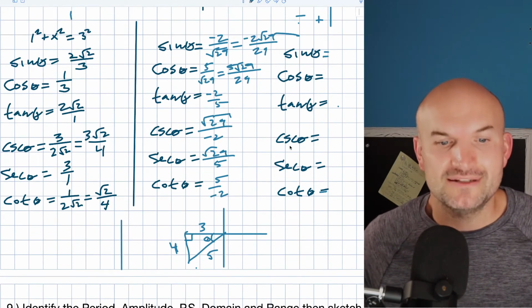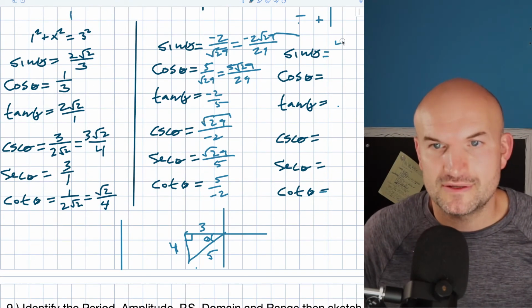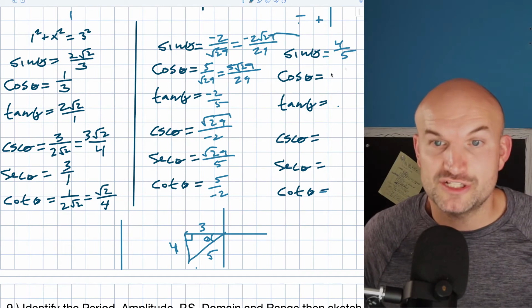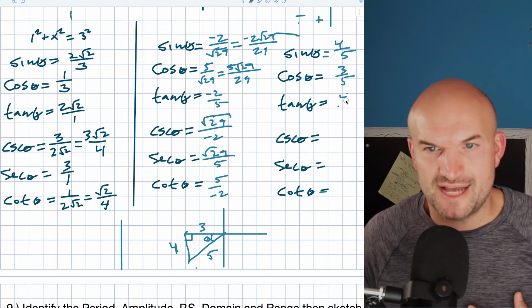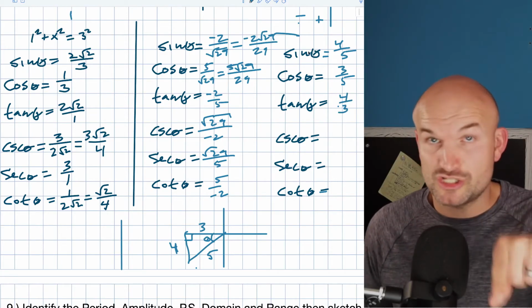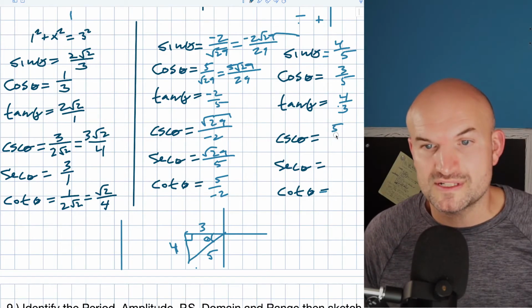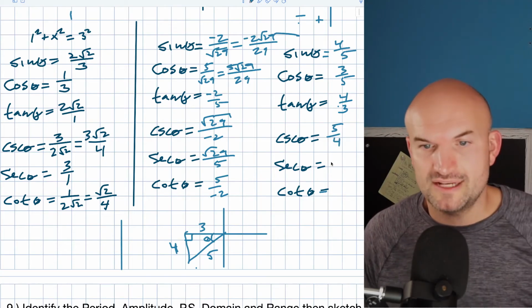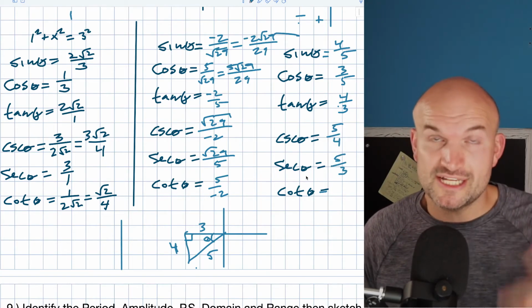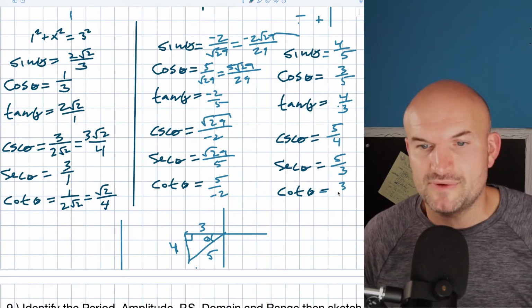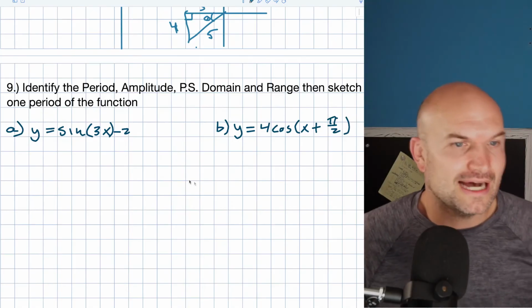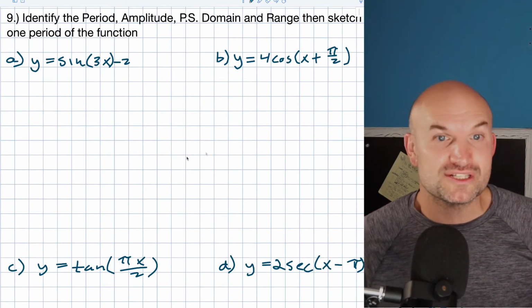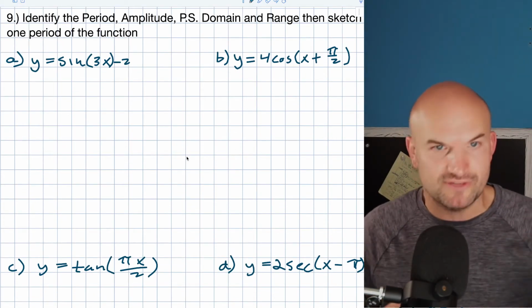All right, so sine is opposite over hypotenuse, 4/5. Cosine is adjacent over hypotenuse, 3/5. Tangent, opposite over adjacent, which we already had, is 4/3. Cosecant is just the reciprocal of sine, so that's 5/4. Secant, reciprocal of cosine, 5/3. And cotangent, the reciprocal of tangent, is going to be 3/4. Voila.